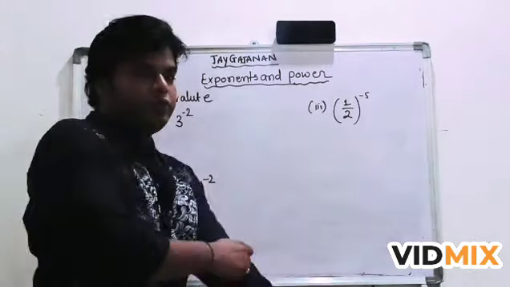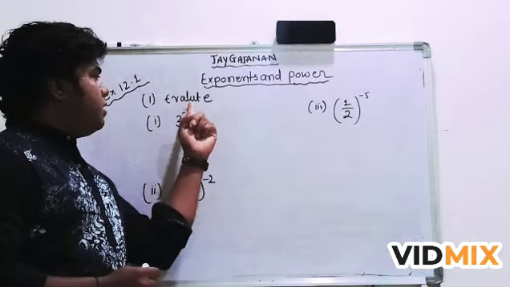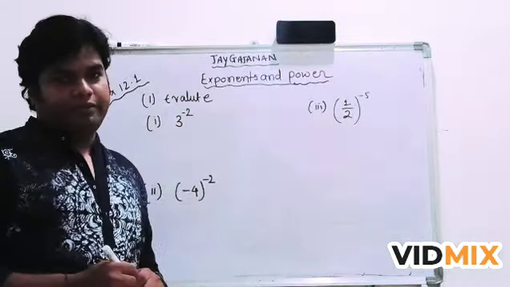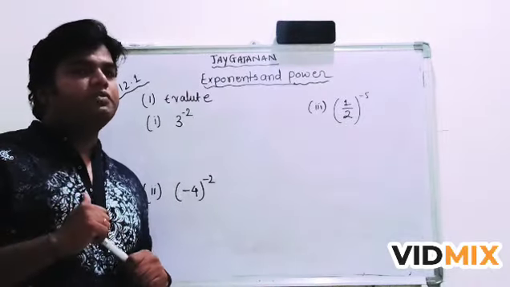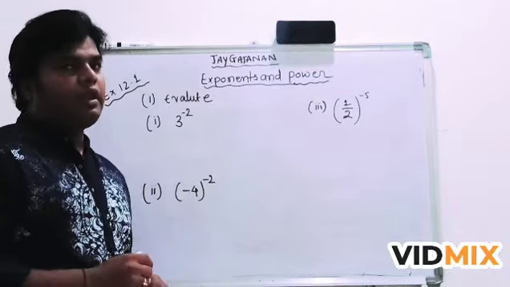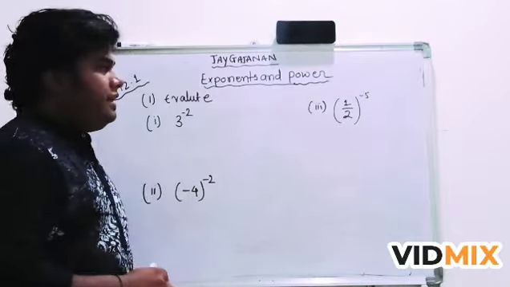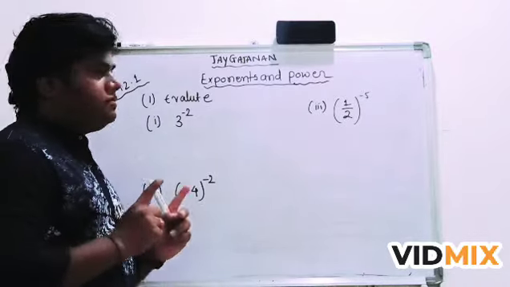So here students, now we are in exercise 12.1 question number 1. Evaluate. Whatever identities we have learned in the previous video, now it's time to use those identities here. Let us see how. Please see it properly and please solve these problems after the video.